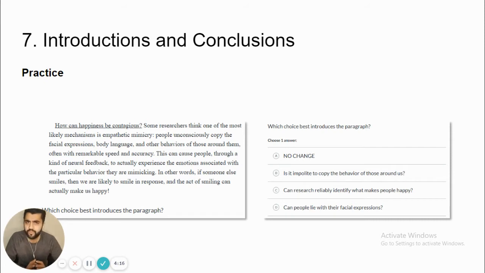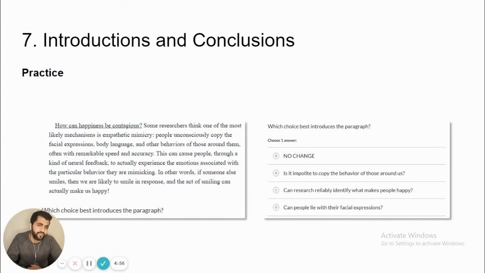So if you look at the body of the paragraph, don't think about the introductory sentence. It tells us how, if there is an expression on somebody's face, the other person is likely to copy it, and this kind of spreads. So the expression on the face spreads. If there's a happy expression, for example a smile, it is likely that the other person will smile as well. If you look at the answer choices, all of them are grammatically correct, right? So A is no change. B is, is it impolite to copy the behavior of those around us?